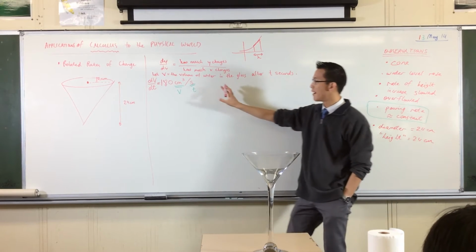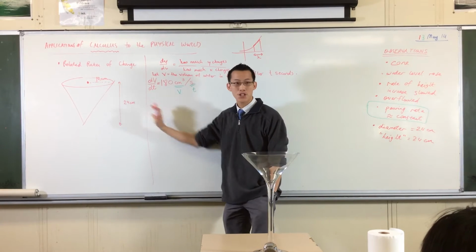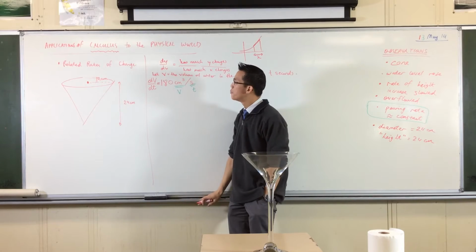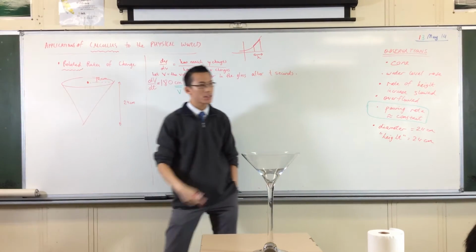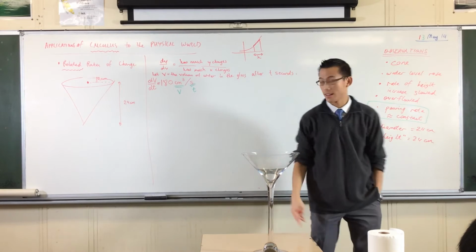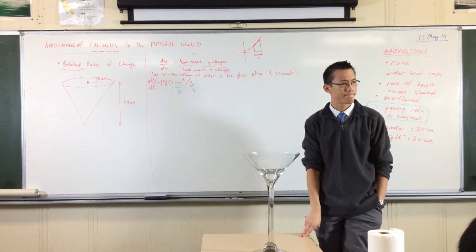So now I've got some variables here. I've got a rate of change, okay? But I don't yet have any related rates of change. There are some other rates of change happening in this scenario, aren't there? What kinds of other things can you see?